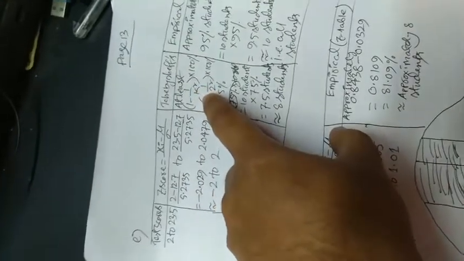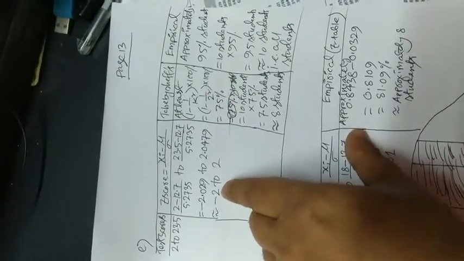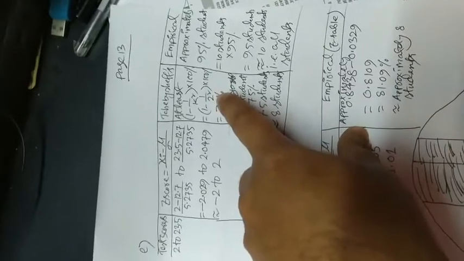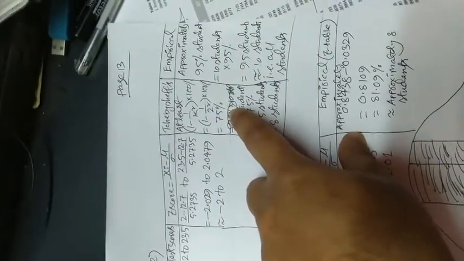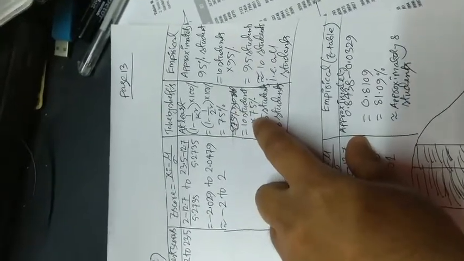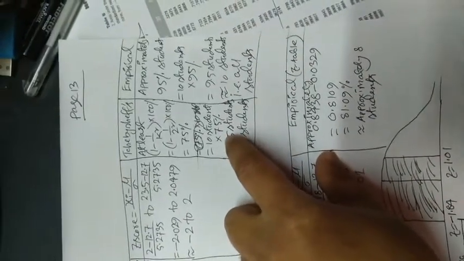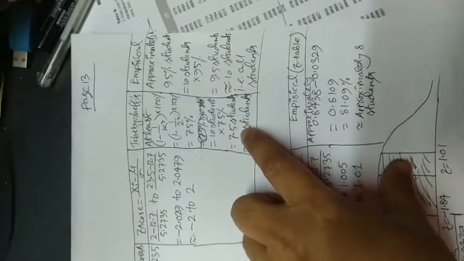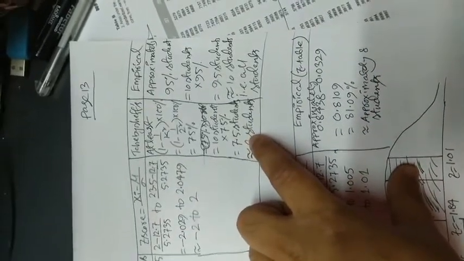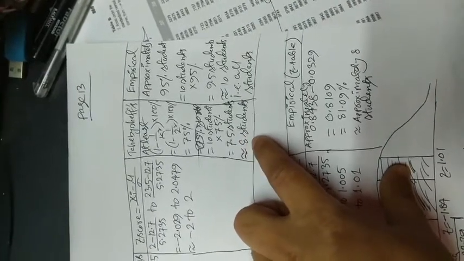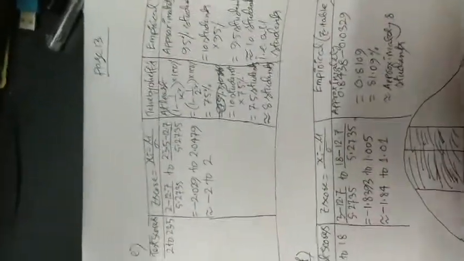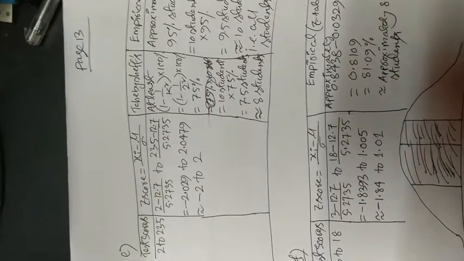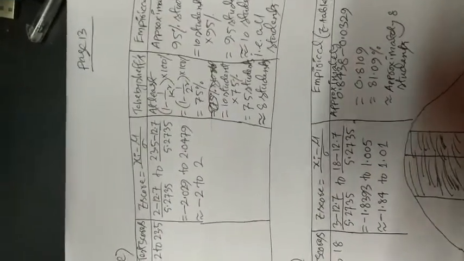Chebyshev's theorem says that at least 1 minus 1 upon k squared, into 100%, of students fall within that range. Here k is z, the value of z is 2, so k is 2. If you put in the value, that means 75%. We have a total of 10 students multiplied by 75%, that means 7.5 students. As people cannot be fractions, we round it up to 8. So according to Chebyshev's theorem, at least 8 students fall within the 2 to 23.5 marks range.